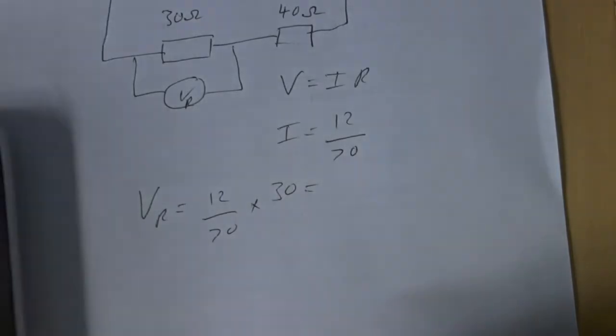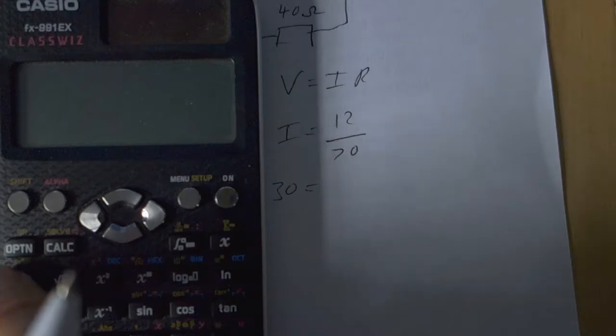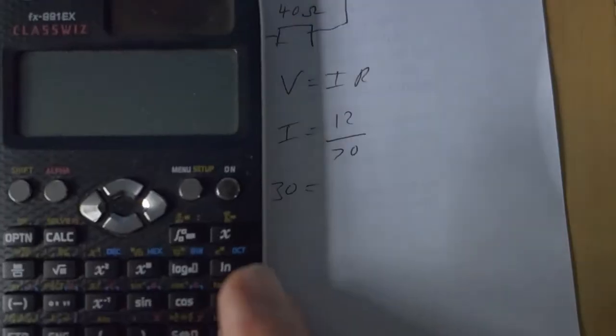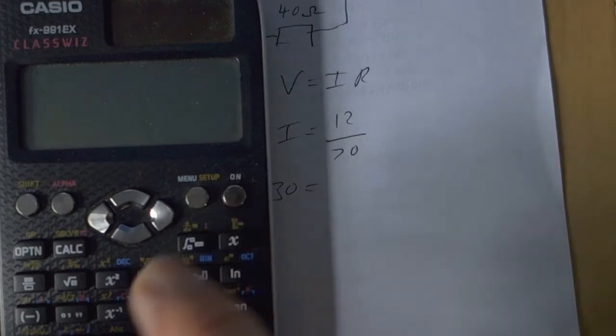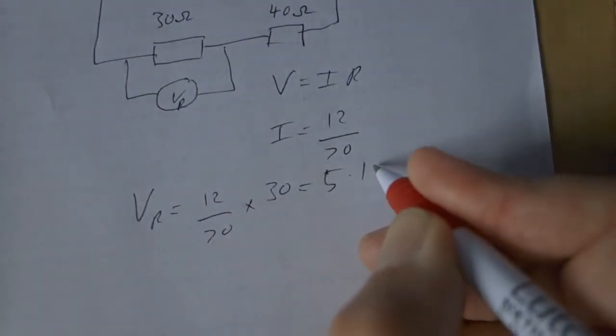And you get, let's just quickly do it on the calculator. So on the top we had 12 times 30, and on the bottom we had the total resistance 70, and we get 5.14 volts. Let's call that 5.1 volts.